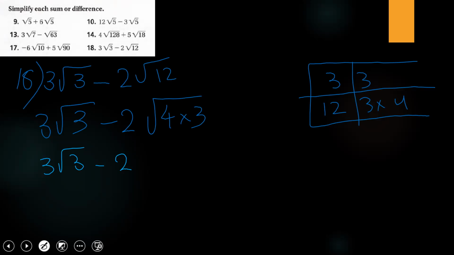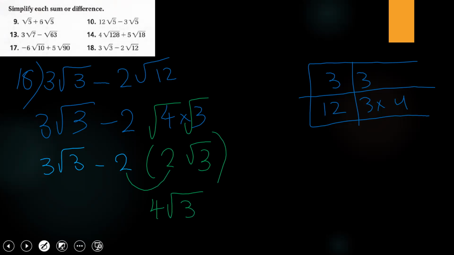And here, as we did before, we distribute the square root on these two numbers. So we have 2 square roots of 3. Multiply them, 4 square root of 3 and 3.